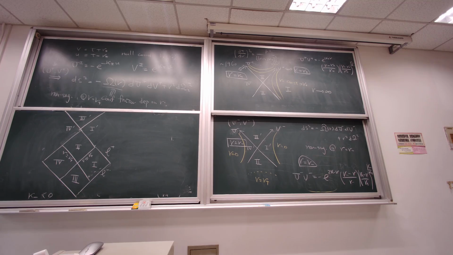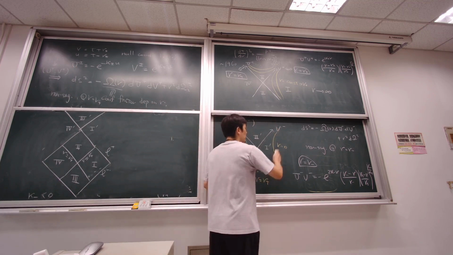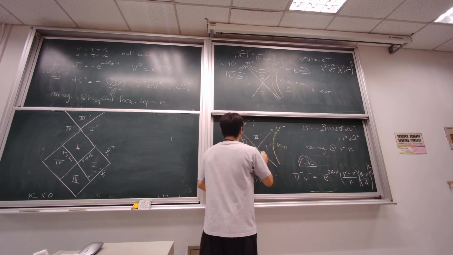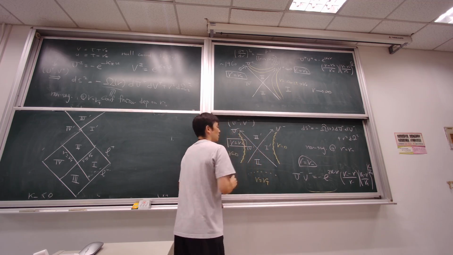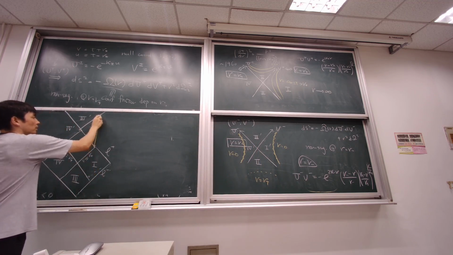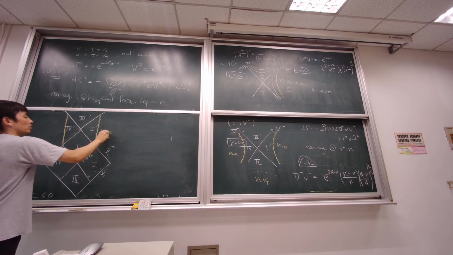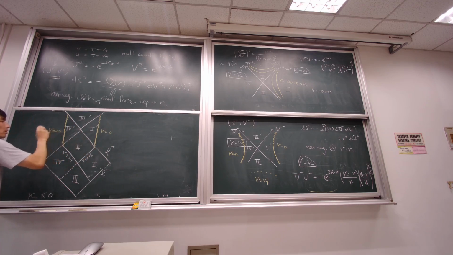Is it okay? And now r equal to 0 is really a singularity. So r equal to 0 is a singularity. Okay, so therefore here we encounter some singularity. So this is r equal to 0. So that's how the Penrose diagram looks like.